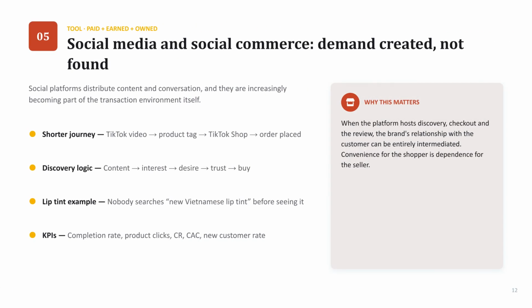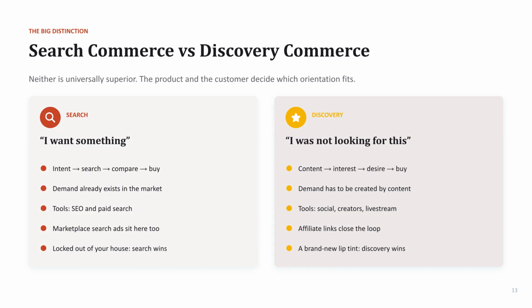Social commerce creates demand that wouldn't otherwise exist. By shortening the journey directly within platforms, you can turn viewers into customers instantly, though it can also increase dependence on those platforms. Distinguishing between search and discovery commerce is vital. Search serves existing intent, while discovery creates it. Neither is better. The right choice depends entirely on your product and audience.